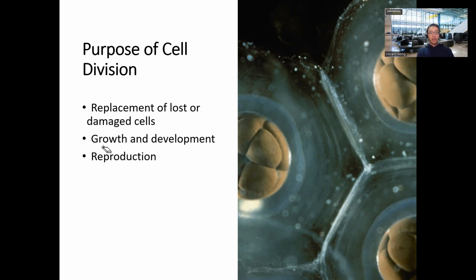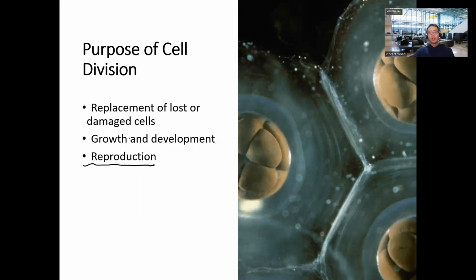The second reason we do cell division is for growth and development. The number of cells you have right now in your body is a lot more than what you had when you were a baby. All those extra cells had to come from somewhere, right? And again, they came from the division of existing cells. Finally, there is reproduction. Some organisms rely solely on cell division to reproduce. Humans, we don't do it. Animals, we don't do it.